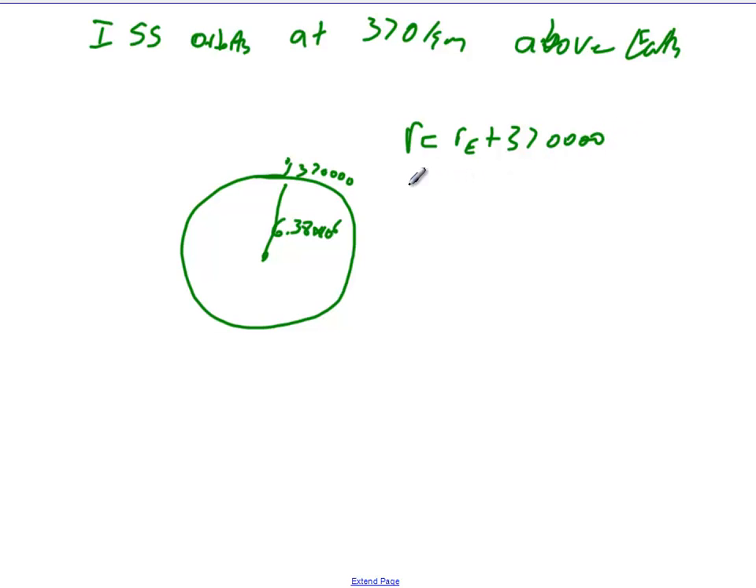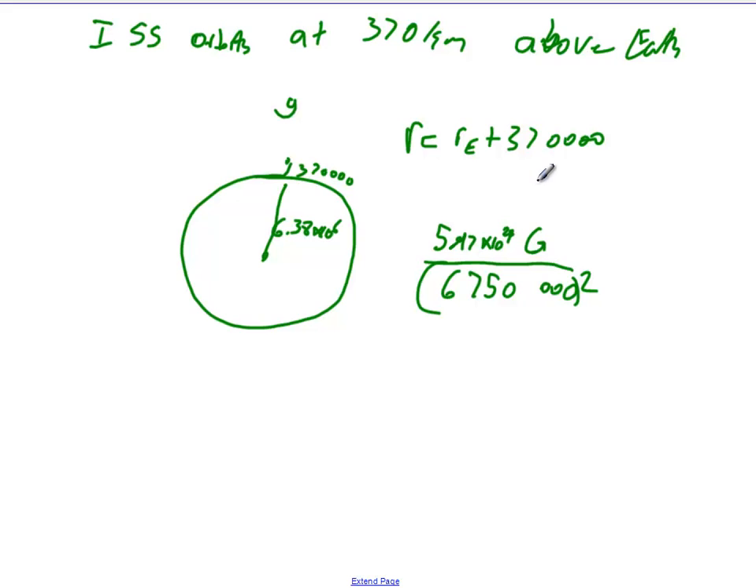Okay, and that gets us the radius. So if I want the acceleration due to gravity up here, or I want g, the field strength for the International Space Station, I'm going to take the mass of the Earth, 5.97 times 10 to the 24th, times G, 6.67 times 10 to the negative 11th, divided by this distance, 6.38 plus 37, so 675,000 squared.